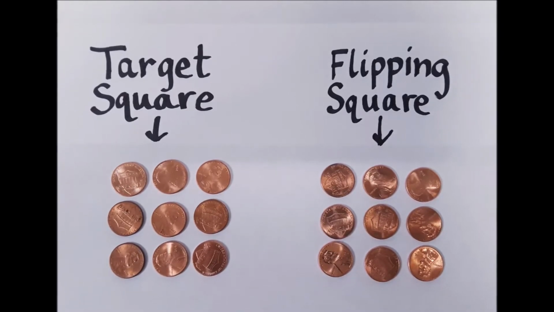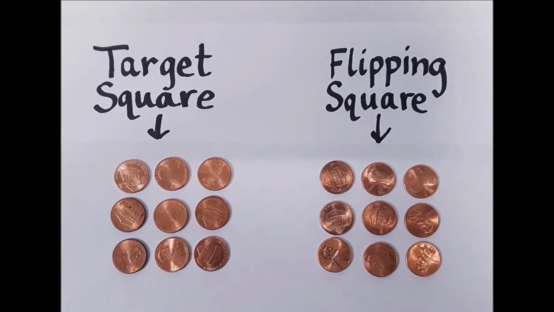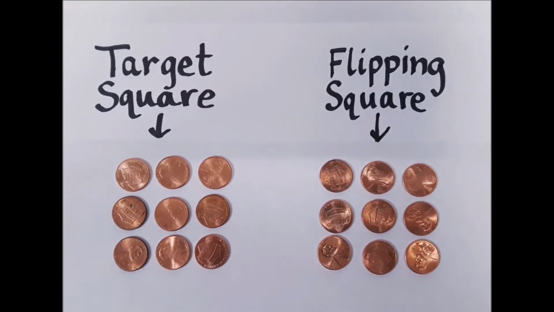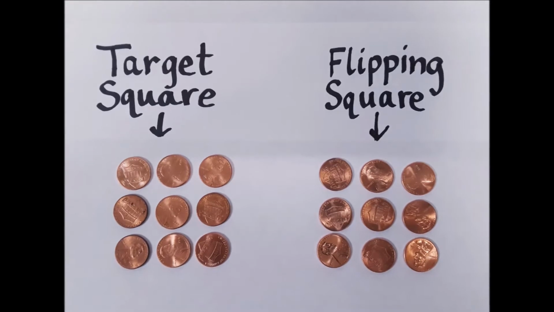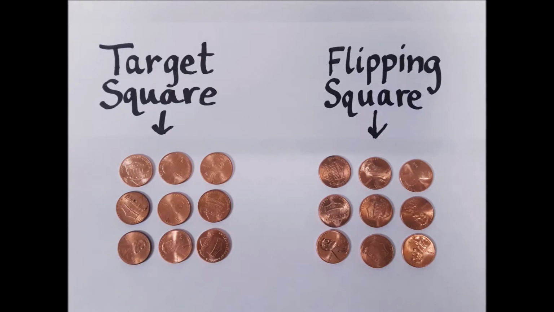The object of this game is to rearrange the coins in your flipping square so it exactly matches the arrangement of the target square. If you don't have any coins, anything with 2 sides would do, like paper scraps with X's and O's or sugar packets.